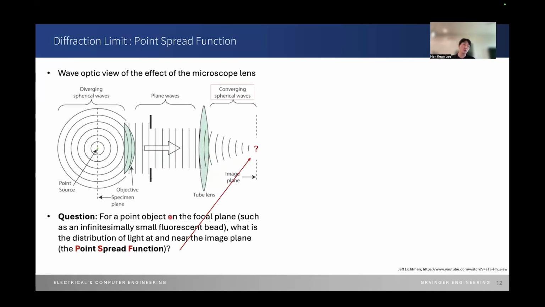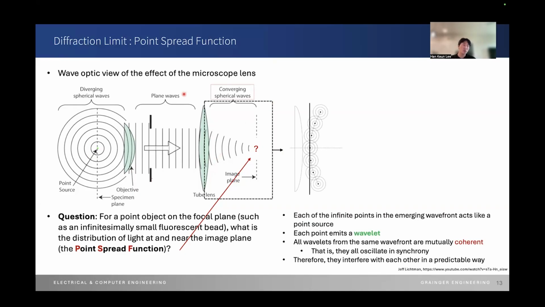The question now is, for a point object on a focal plane, such as an infinitesimally small fluorescent bead, what is the distribution of light at and near the image plane? This is what we call the point spread function. And what is the point spread function of this infinitesimally small fluorescent bead when the light passes through the microscope lenses?